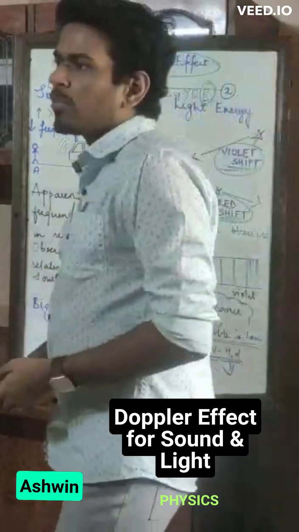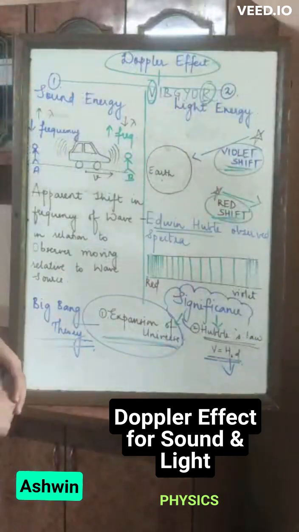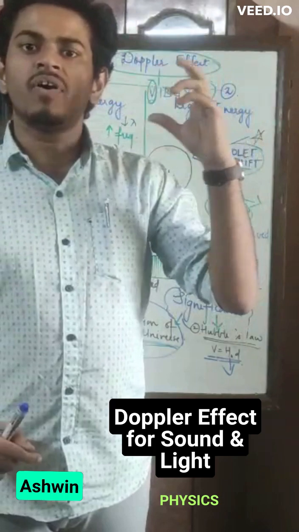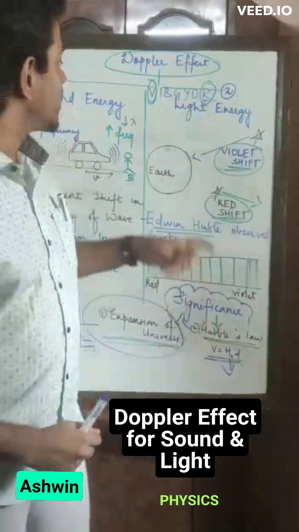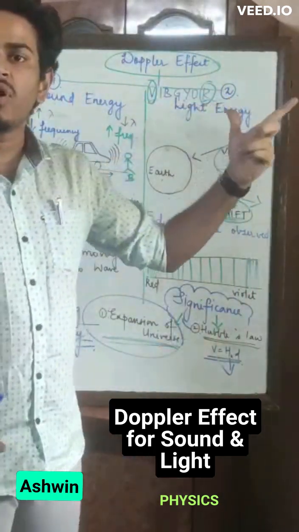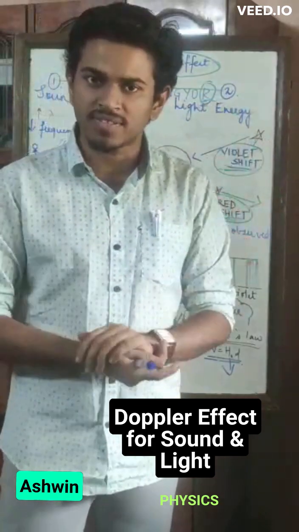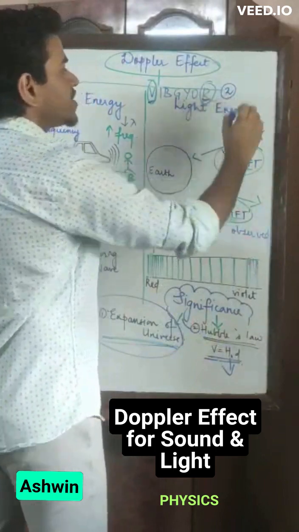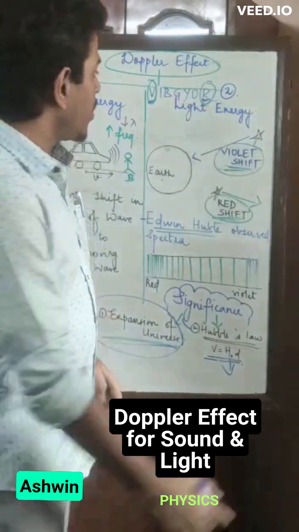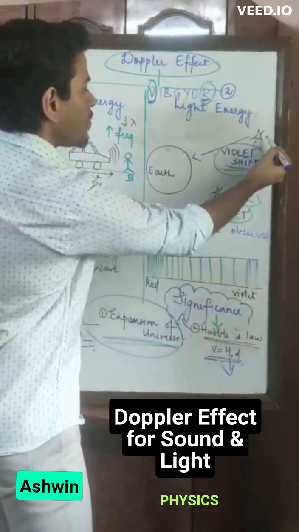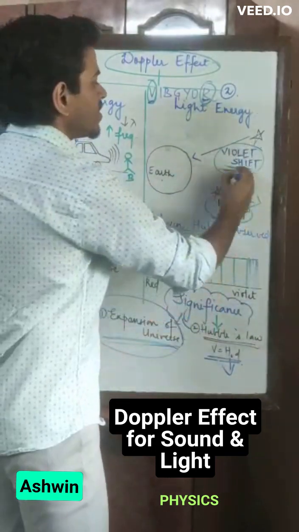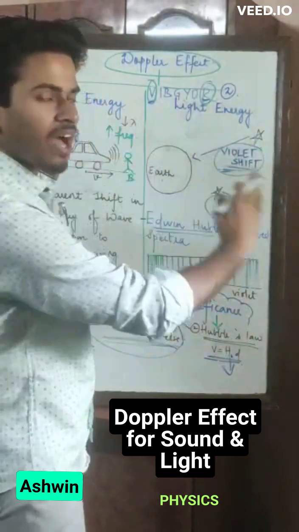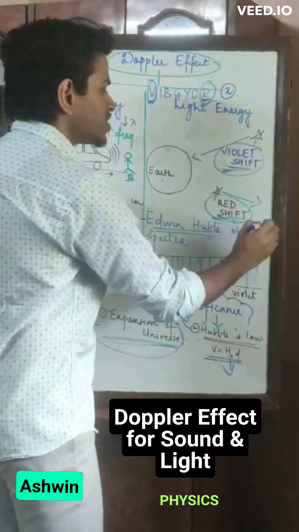Now we are talking about the Doppler effect for light energy. When light energy is mentioned, the first thing which comes to our mind is VIBGYOR, the spectrum, or you can say the band of 7 colors, right? So two main processes, violet shift and red shift, are observed here. When a distant star is approaching the earth, the process is called violet shift. When a distant star is moving away from the earth, you see red shift.